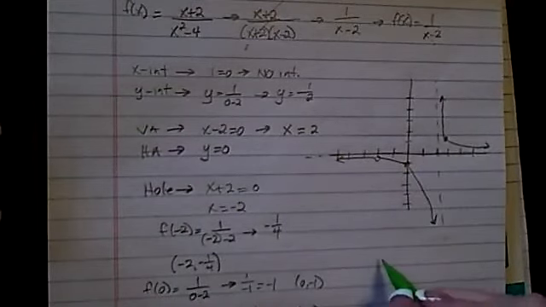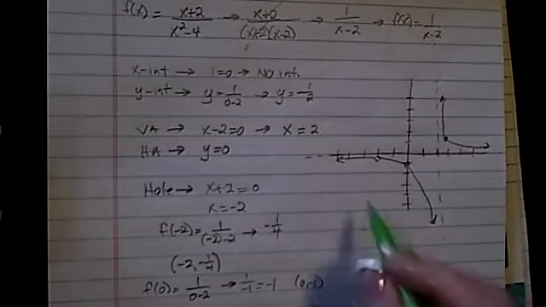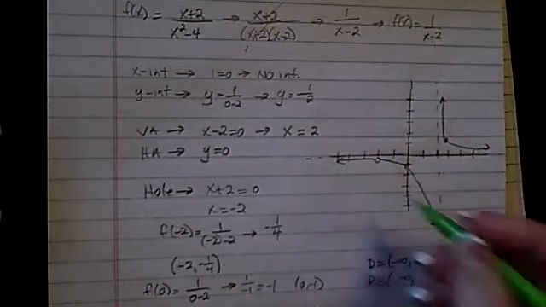So let's see what the domain is. The domain goes from -infinity to 2, or it begins at 2 and goes to +infinity. The range starts down at -infinity, goes up to 0, or it begins at 0 and goes to +infinity. So those are the things that I want you to be sure that you can tell me.